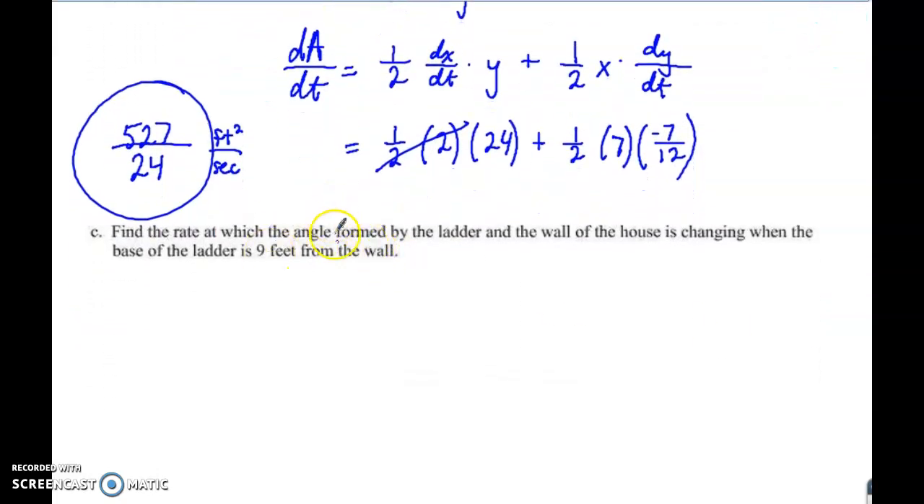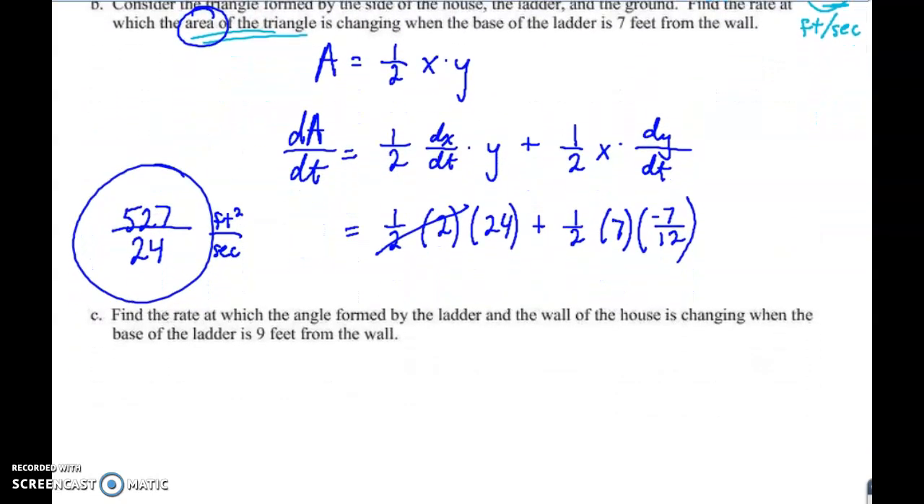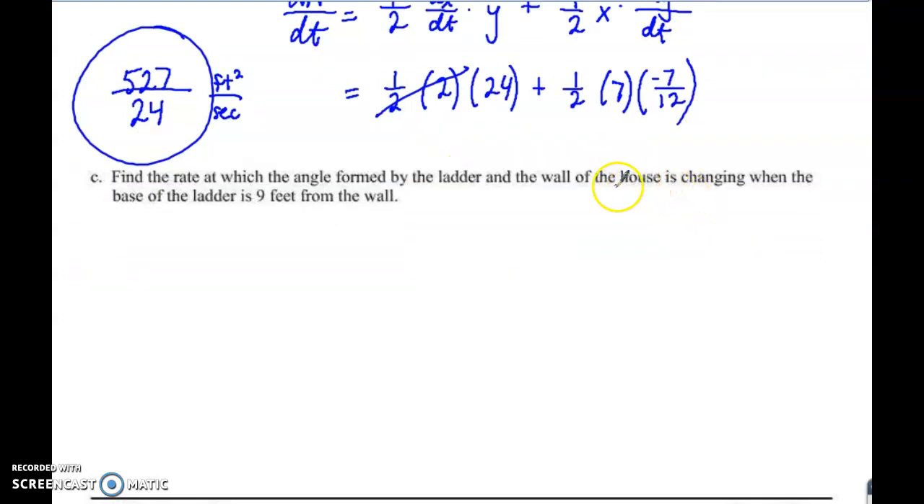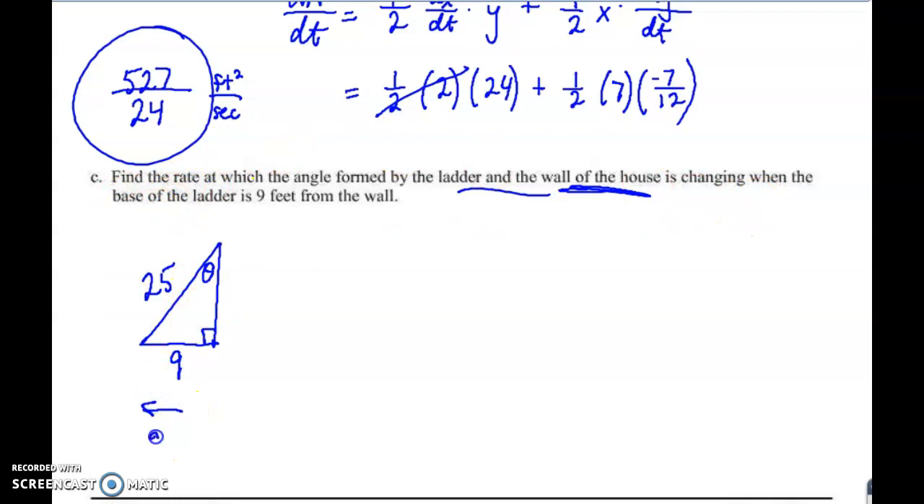And then find how fast the angle formed by the ladder and the wall of the house is changing when the base is 9 feet. Oh my goodness, they changed the numbers around on me. Okay, so what angle is made with the house? The ladder and the wall of the house. So we're talking about this angle up here. And they changed this to be 9 feet now. Now this is still a constant of 25. So as we're pulling, dx/dt is still going to be 2 because they haven't changed that part of the problem.